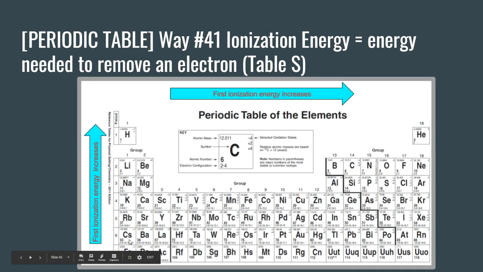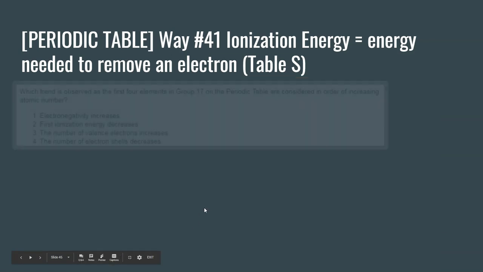In general, ionization energy increases as you go from bottom to top in a group, and it increases as you go from left to right in a period. So atoms that have the highest ionization energy are more toward the top right, and atoms with the least ionization energy are more toward the bottom left. So let's try some problems that deal with ionization energy.